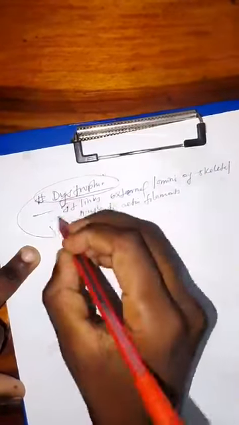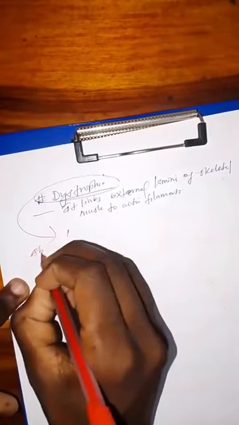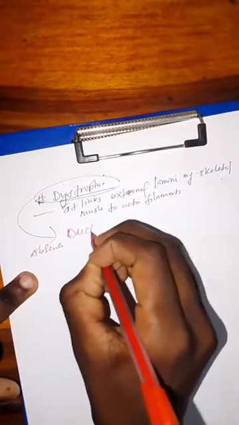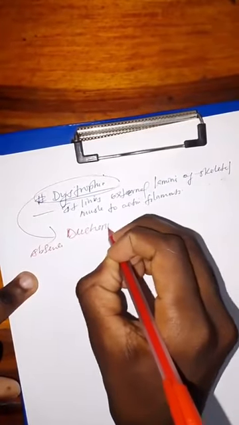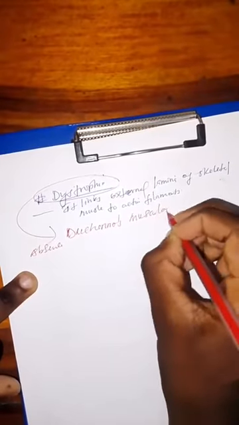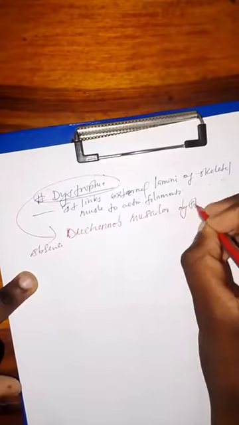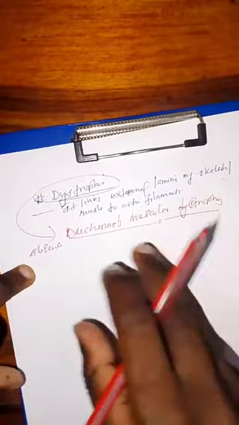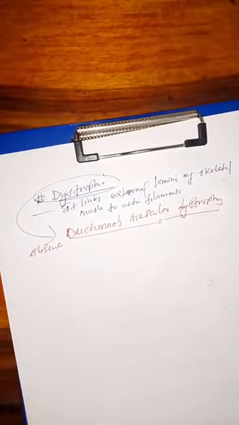The absence of this dystrophin is called what? Duchenne's muscular dystrophy. So if you want, go and dig deep and research on this, how it comes about and all that.